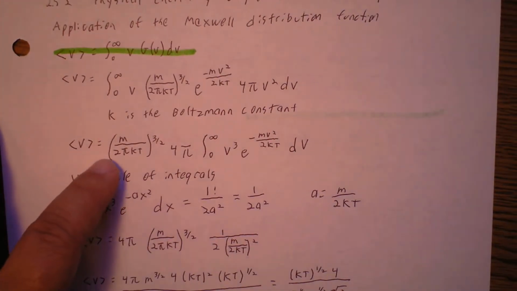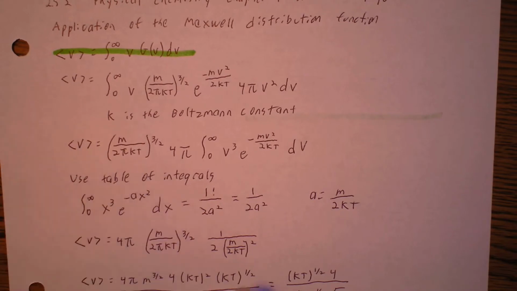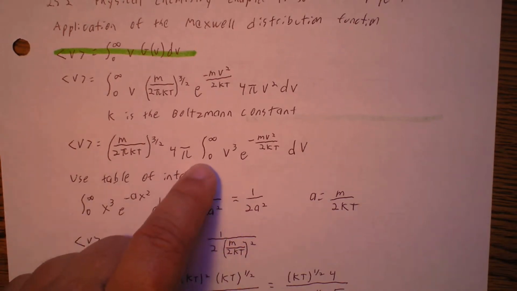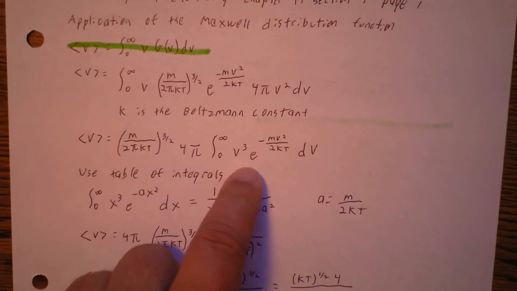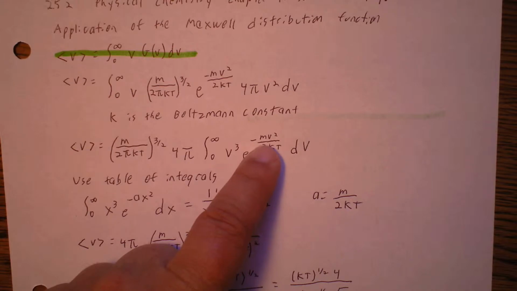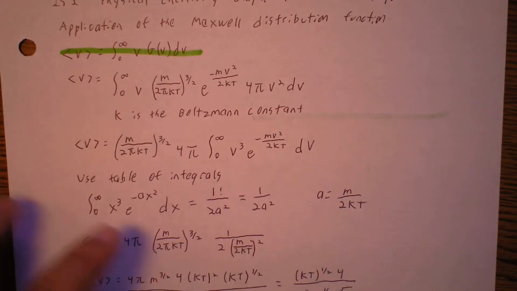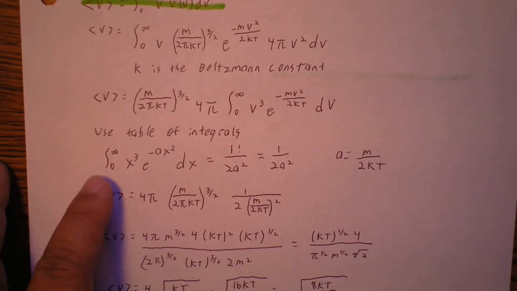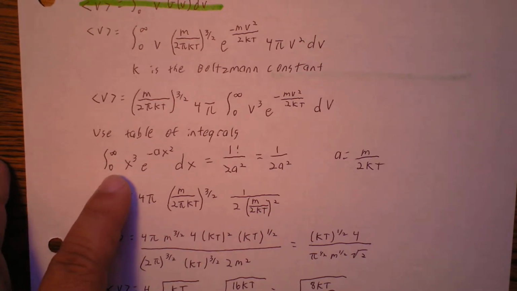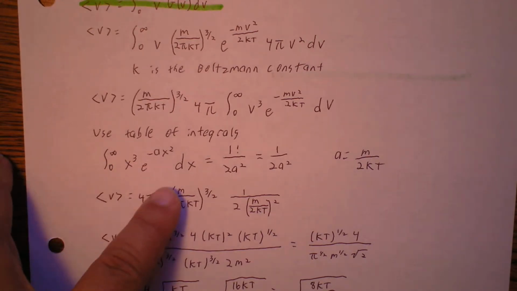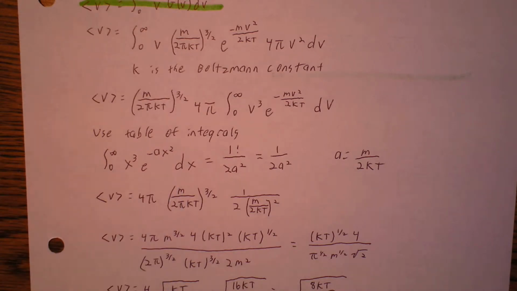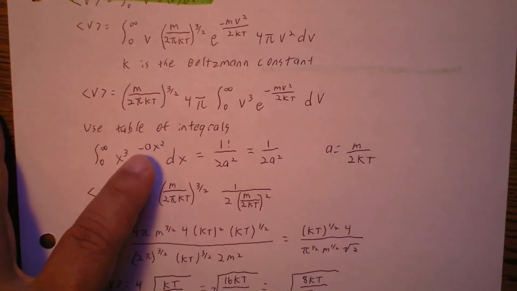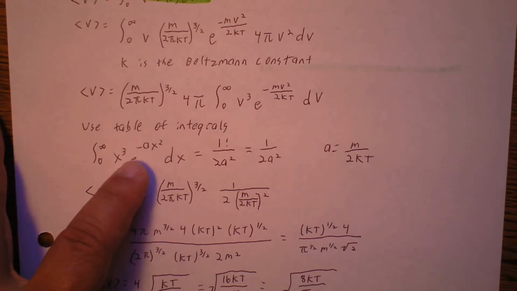So the average speed is equal to mass over 2 pi kT to the 3/2 power times 4 pi times this integral from 0 to infinity of v cubed, the speed cubed, times e to the minus mv squared over 2kT dv. Now, to evaluate that, you have to use a table of integrals. In the table of integrals, we say that if we have an integral from 0 to infinity of x cubed times e to the minus ax squared dx, that's equal to 1 factorial over 2a squared, and that's just equal to 1 over 2a squared.